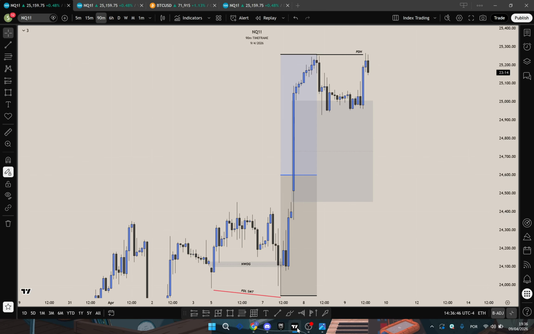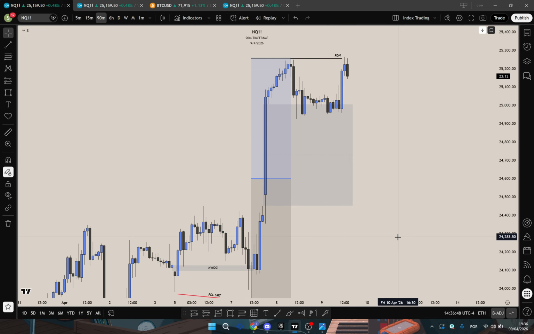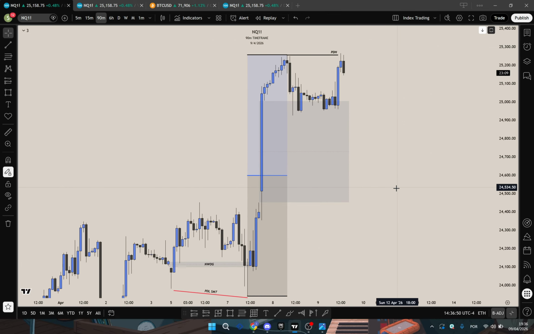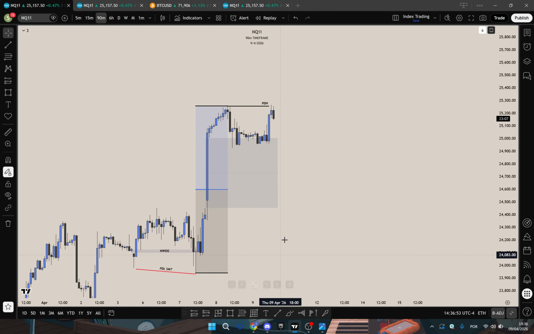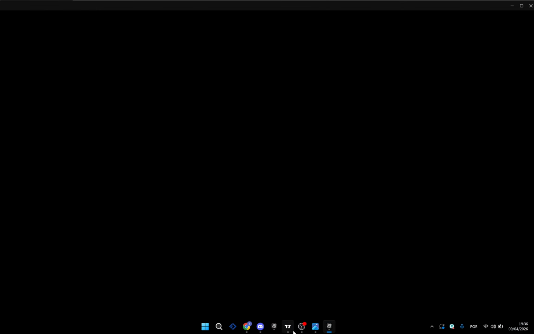Kind of rambled on a bit, but sorry about that. And yeah, analysis played out really well. As you can see, the 90-minute chart delivered from this fair value gap.